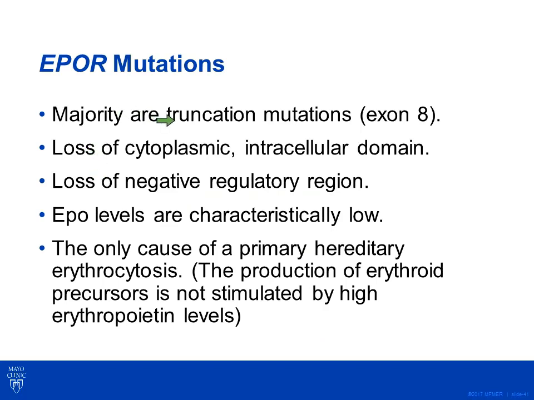As I mentioned, the majority of these are truncation mutations, all conveniently located in exon 8. We lose that cytoplasmic intracellular domain, which loses the negative regulatory region. For these disorders, the EPO levels are characteristically extremely low, just as they are in polycythemia vera. So these EPO-R mutations are the only cause of a primary hereditary erythrocytosis. And what I mean by that is production of the erythroid precursors is not stimulated by high erythropoietin levels.